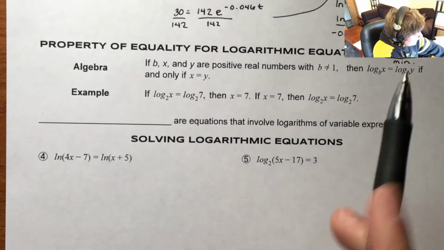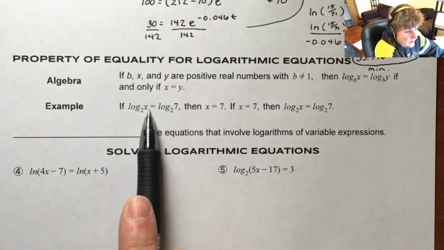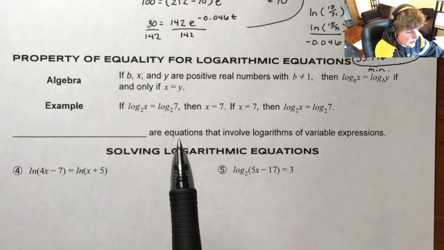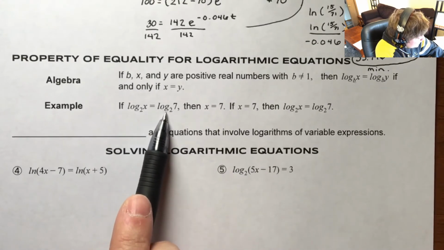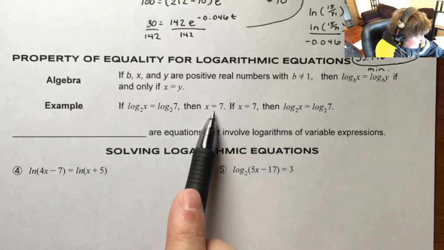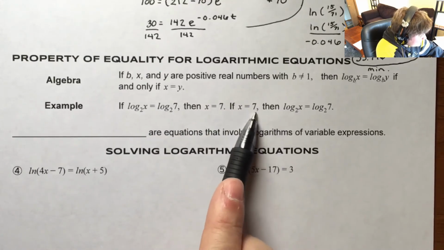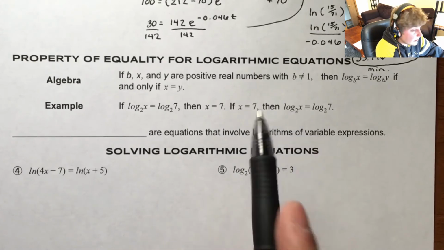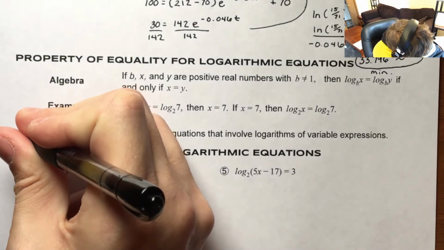So if I have two logarithms and the bases of the logarithms are the same, that means the insides of the logarithms are going to have to be equal to each other. So if log base 2 of x is equal to log base 2 of 7, then that means x is going to have to equal 7. And furthermore, if x is equal to 7, then log base 2 of x is equal to log base 2 of 7.